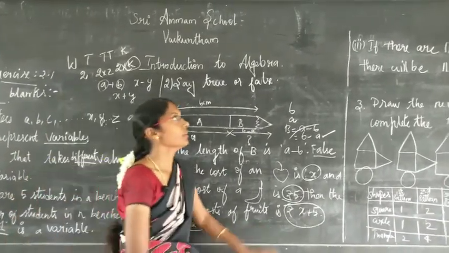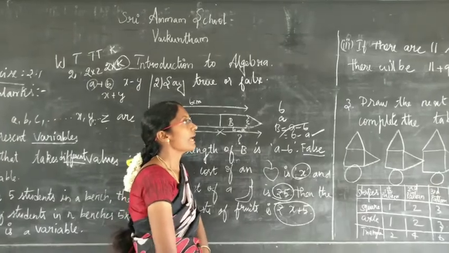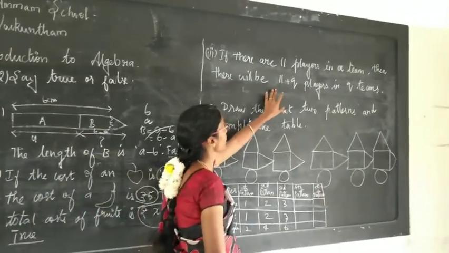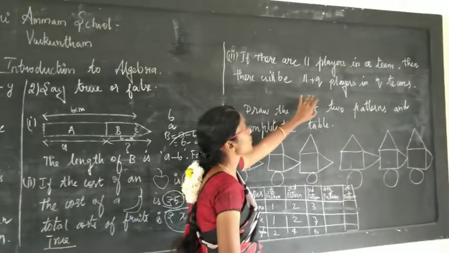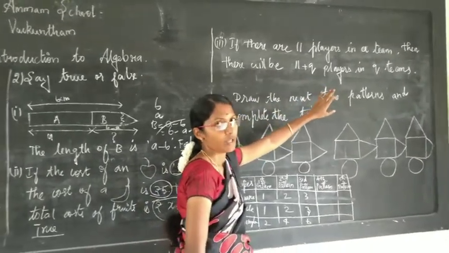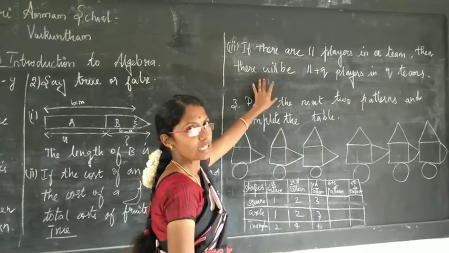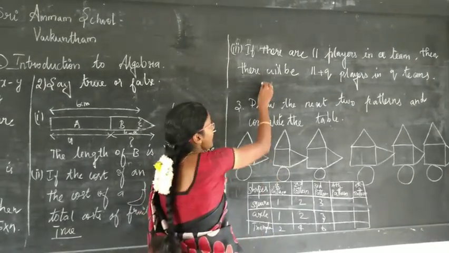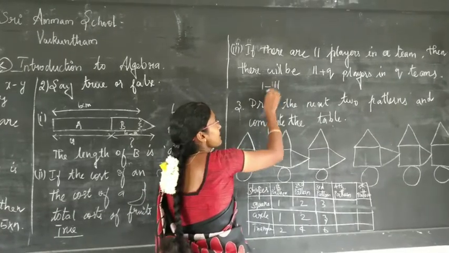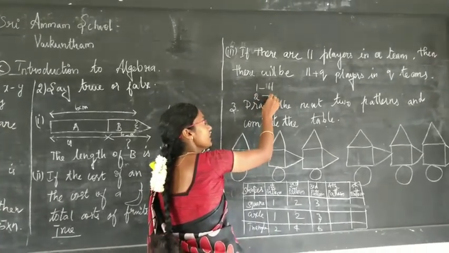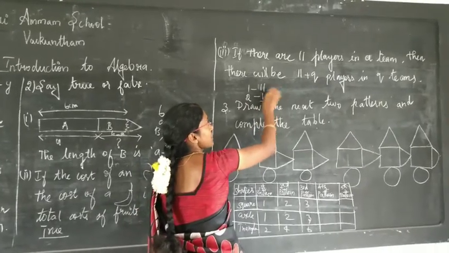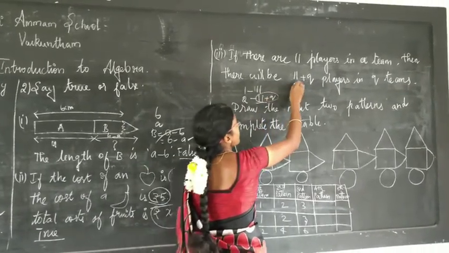So next one, if there are 11 players in a team, then there will be 11 plus Q players in Q teams. Is this statement true or false? False. Why? One team consists of 11 players. The second team consists of the same 11 players only. It should not consist of 11 plus Q players. Okay, so it is wrong.